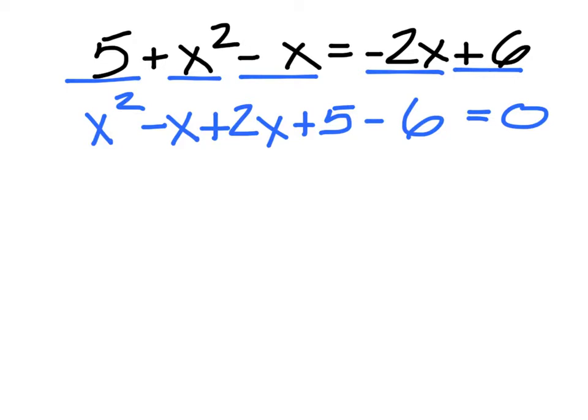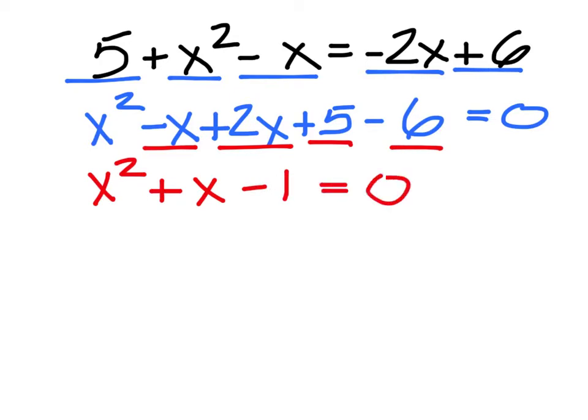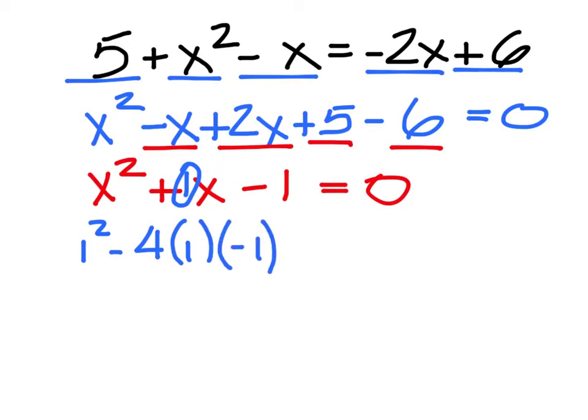Next up, we have to simplify, so x squared minus x plus 2x is plus x, and 5 minus 6 is negative 1. For the discriminant, the b is 1, so we'll do 1 squared minus 4 times a, which is 1, times c, which is negative 1. And we have 2 of these signs, so it's going to be plus. 1 plus 4 times 1 is 4. So all of that is 5. You're going to have a real answer.